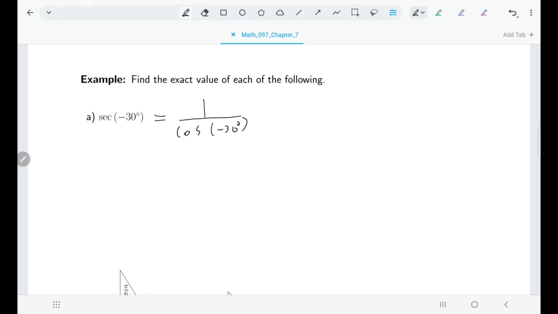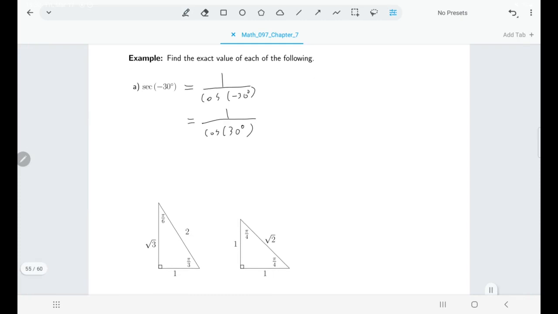And the second thing that I know is that cosine is an even function, so cosine of negative 30 and cosine of positive 30 are the same. So in other words, I really just need to find the reciprocal of cosine of positive 30 degrees. And for that, I just need to use my special triangle. For 30 degrees, cosine is adjacent over hypotenuse, root 3 over 2. And so secant is the reciprocal, 2 over root 3. Which, of course, rationalize your denominator, and there you go.